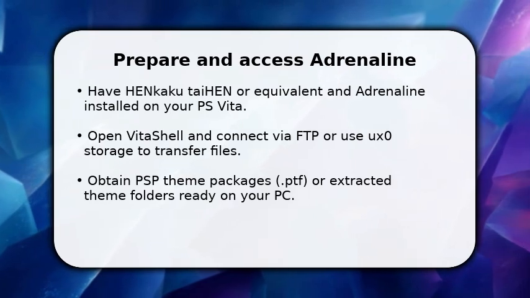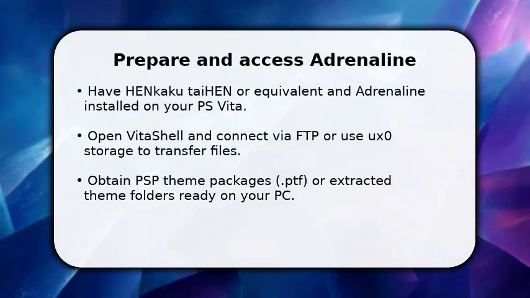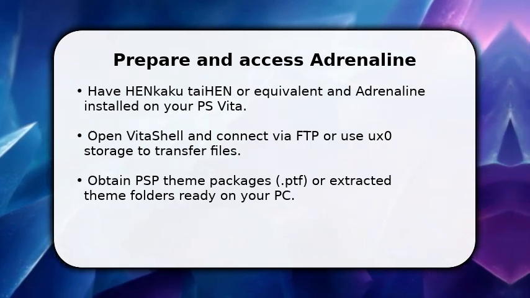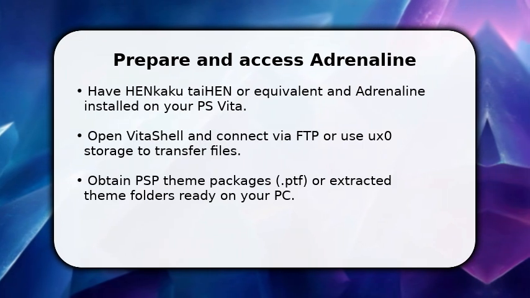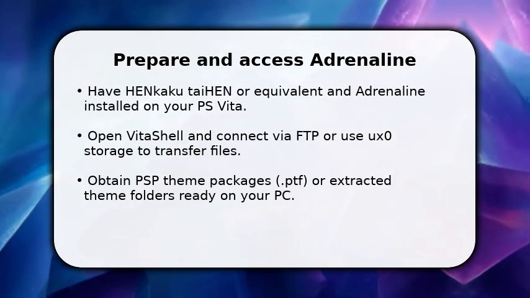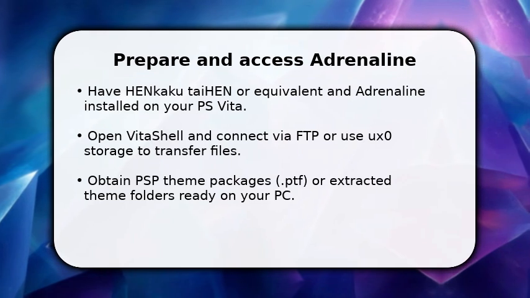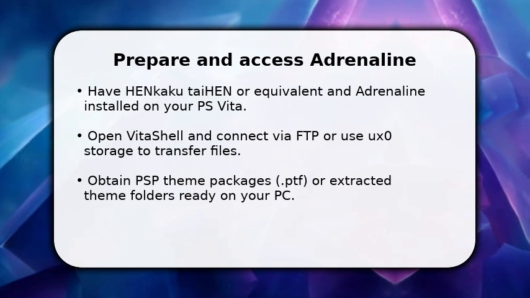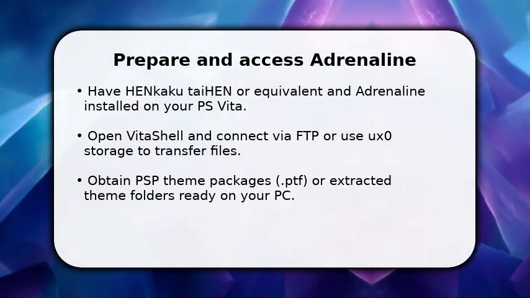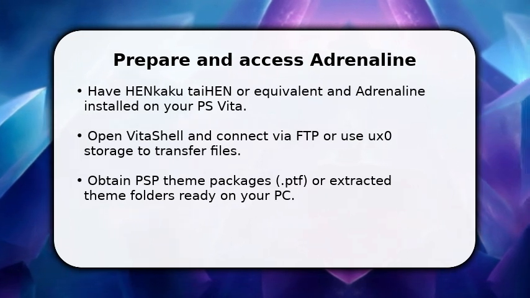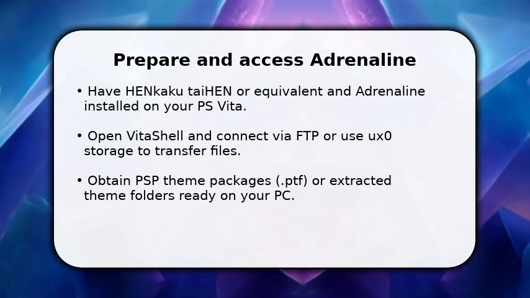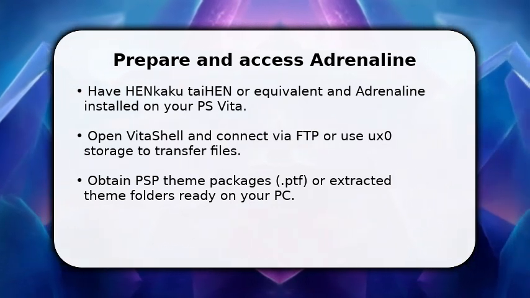Enjoy the video. You start by ensuring Enkaku and Adrenaline are installed. You need Vita shell access. Once done, launch Vita shell and connect via USB or FTP so you can move files quickly. You should already have PSB theme packages, PTF, or extracted folder versions on your computer. Transfer those now to the Vita storage. Make sure you place files where Adrenaline can read PSB data. This prepares the environment so the emulator will detect the theme without extra conversion steps.